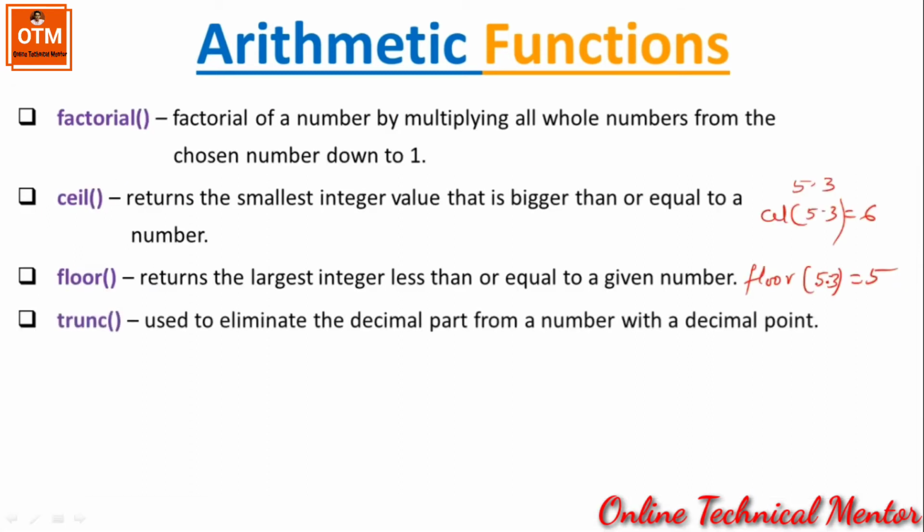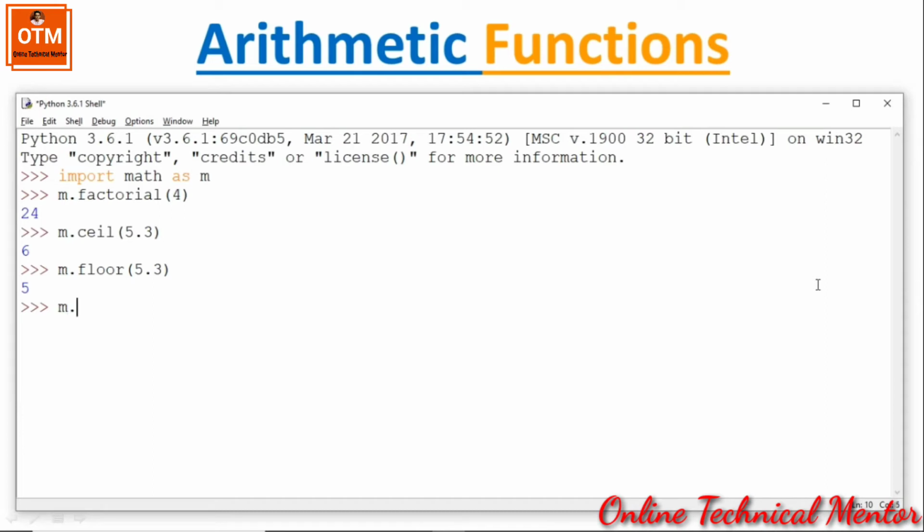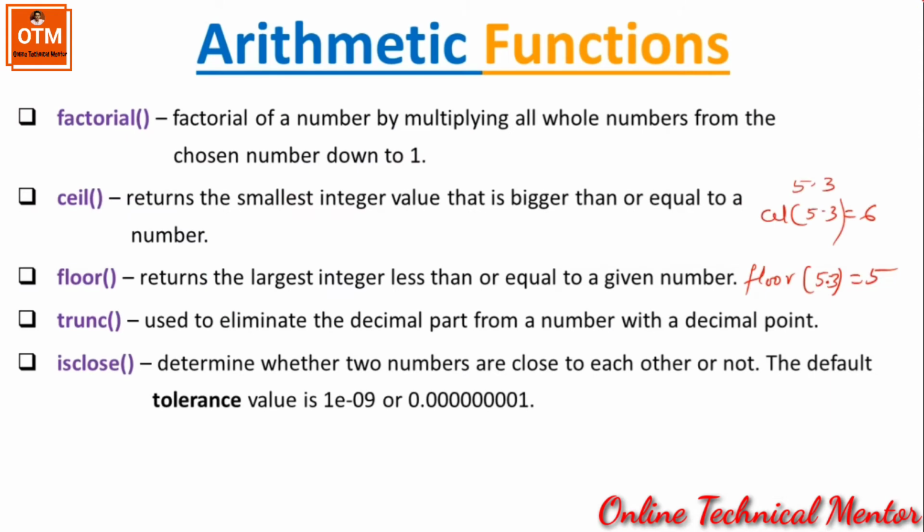Next, trunc. This is the short form of truncation, used to eliminate the decimal part of a number with a decimal point. Let me show you by this example. Say m.trunc within bracket, let me write down 2.3895678. Close the bracket, then give enter. So it will just simply eliminate the fractional part, the numbers after the point, and it will give you the integer only.